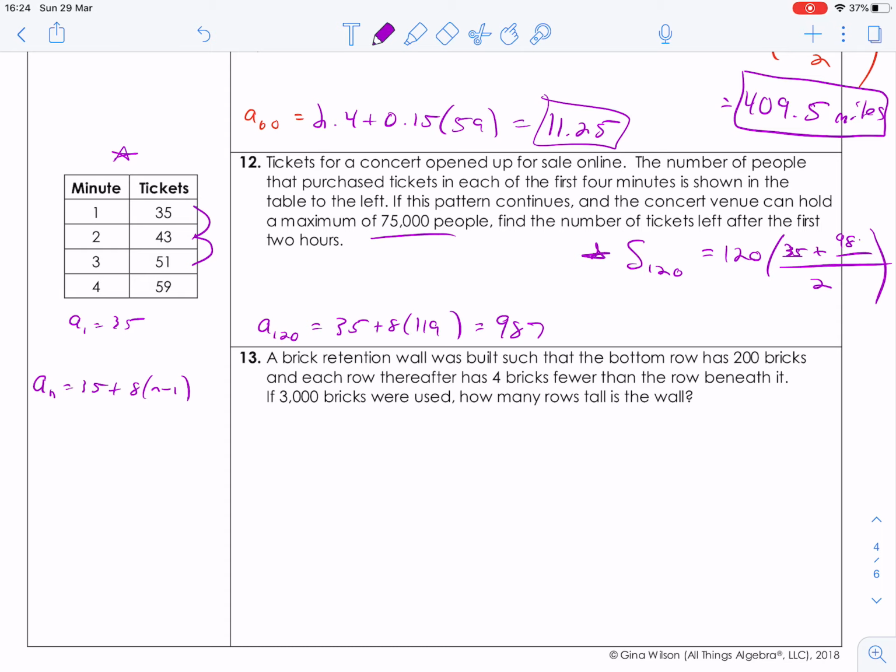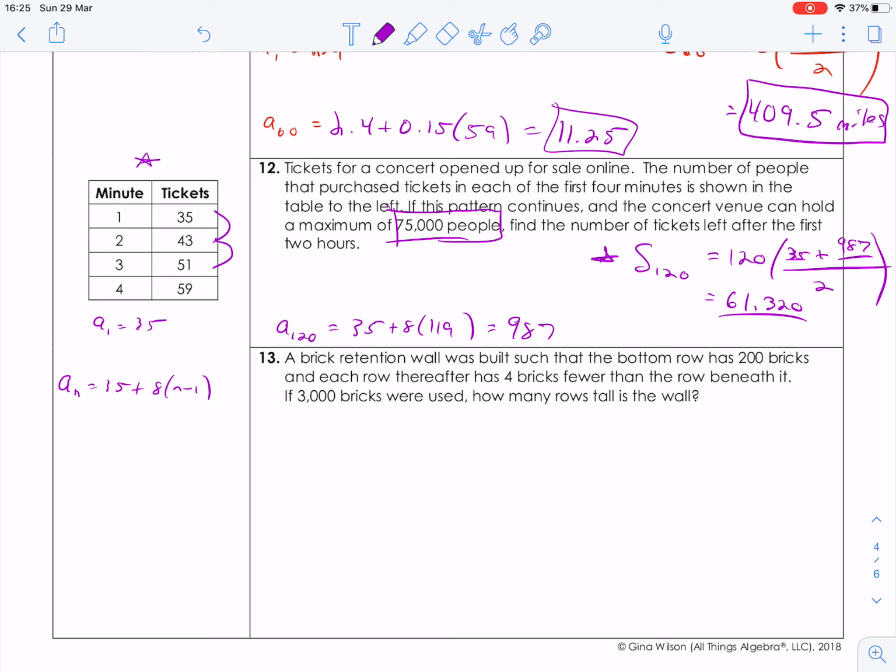Plug it in. So our total is going to be 61,320 tickets. That's how many tickets are purchased in 2 hours. Since the total amount we can hold is 75,000 people, how many tickets are left? It's going to be 75,000 minus 61,320, which is going to be 13,680 tickets left.